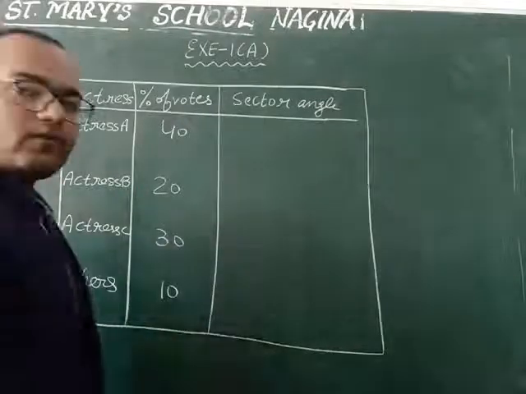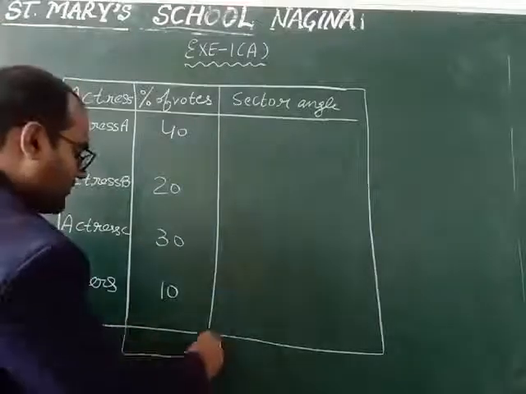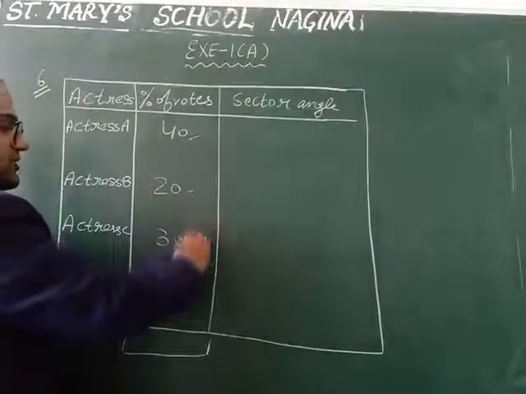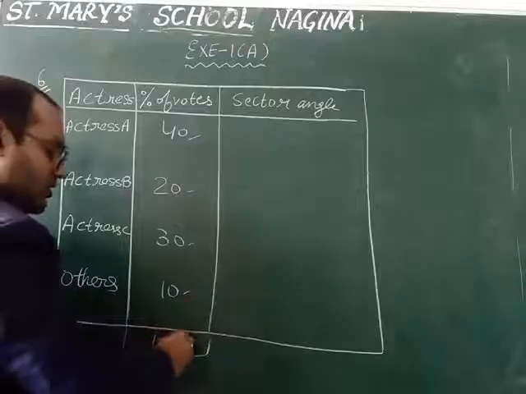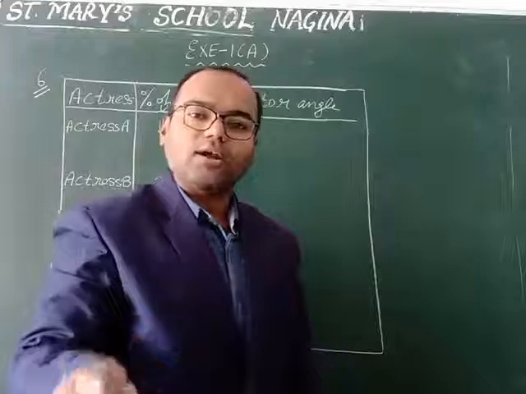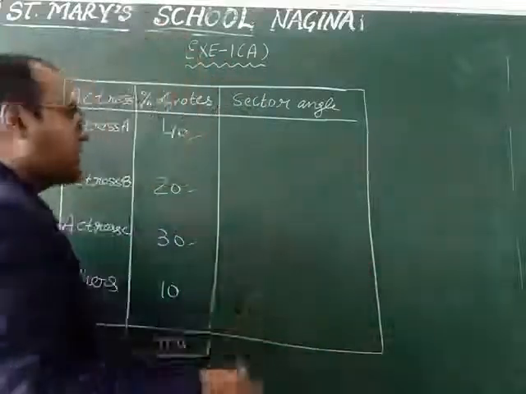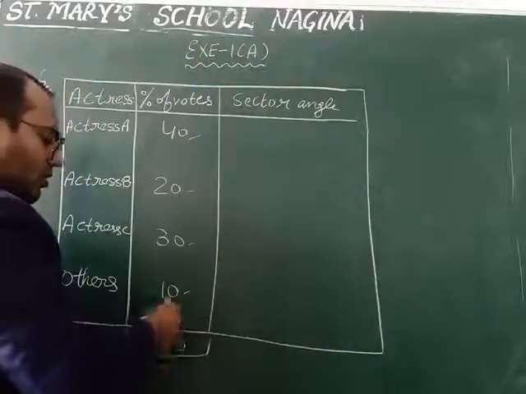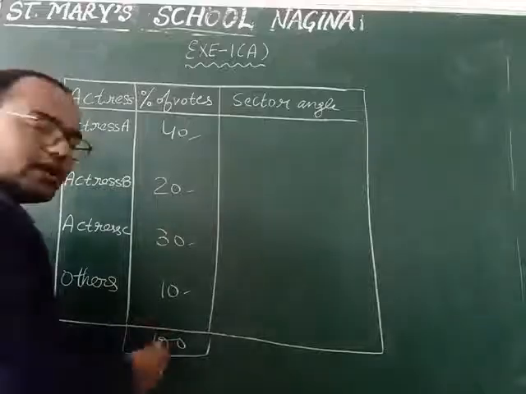And if we will add all these percent, then we will get 40 plus 20, 60, 70, 80, 90 plus 10, 100. Why we are getting 100? Percentage meaning is, percentage means out of 100. So total percentage is 100. That's why sum of all these values is coming here 100.